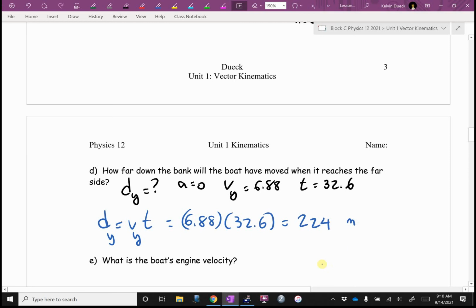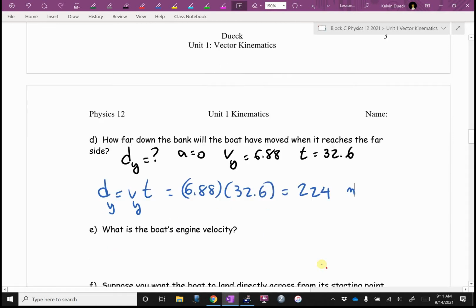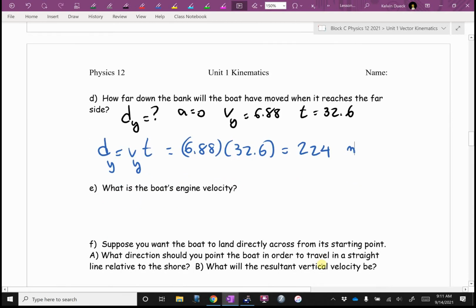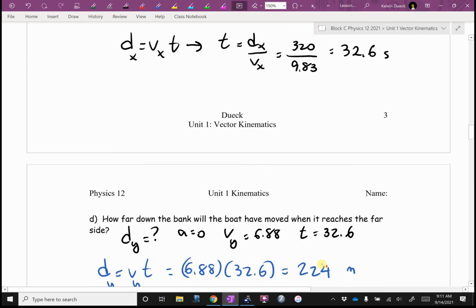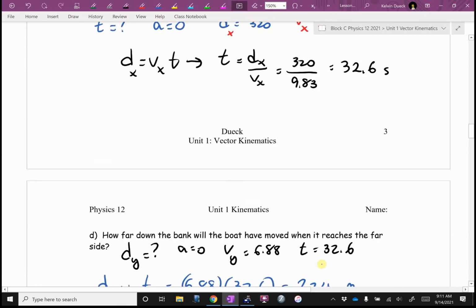I don't want to have to walk 224 meters back to get where I started. So let's see if we can figure out which way I should point the boat. First of all, what's the boat's engine velocity? I already know it. 9.83.